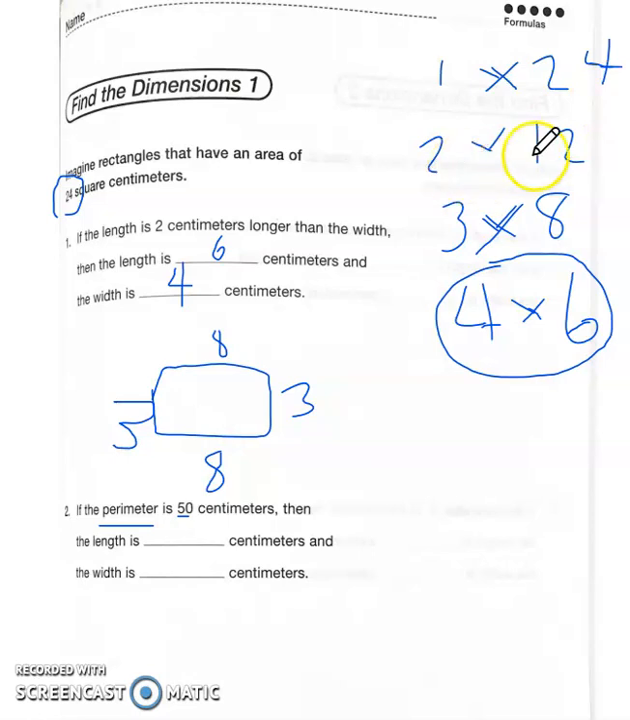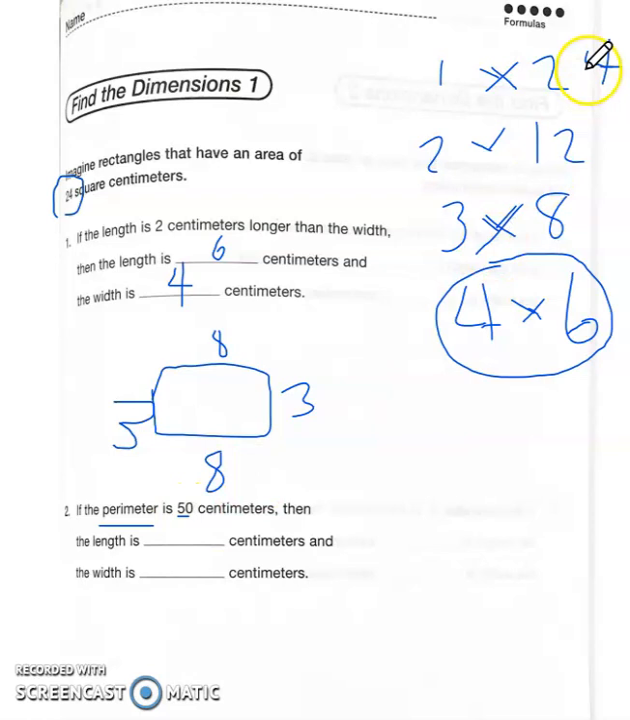Nope. 12 times 2, so 12 and 2 is 14. If we were to double that, we'd be at 28. Nope. How about the last one? 24 and 1. 24 plus 1 on one side is 25. Double it. Oh, look at that.